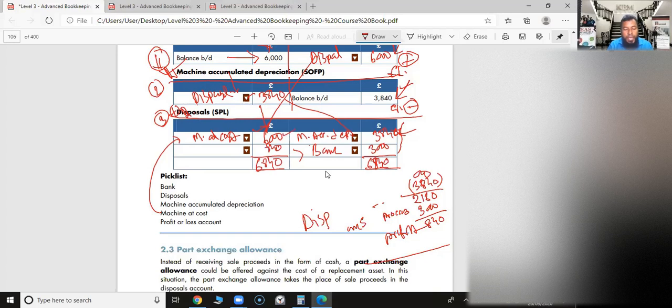And that's what goes where? Into which one suits best? Tell me, is it the bank? Is it the disposal? What is the description? Is it the machine accumulated depreciation? Is it the machine at cost? Is it the profit and loss account? What do you write? Where does it go? In fact, 840. It is a profit. It goes into the P&L.